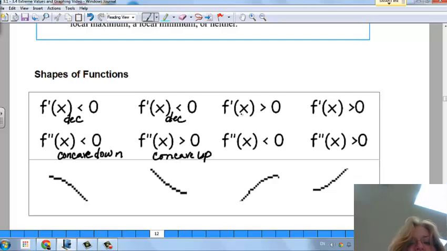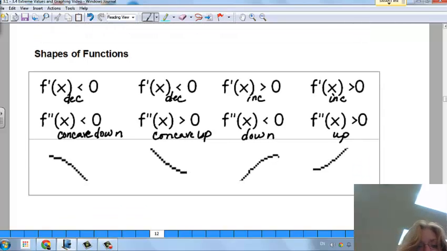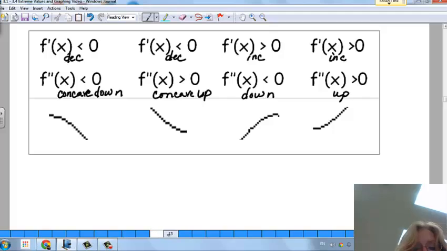Here, my first derivative is greater than 0, so that means my original function is increasing, and the second derivative is less than 0, so it's concave down. Here, my original function is increasing again, and my second derivative is also greater than 0, so it's increasing and concave up. Okay, so this is what the functions would look like. I just wanted to show you some pictures of how they would look for your notes.